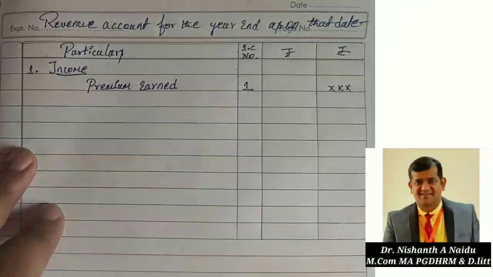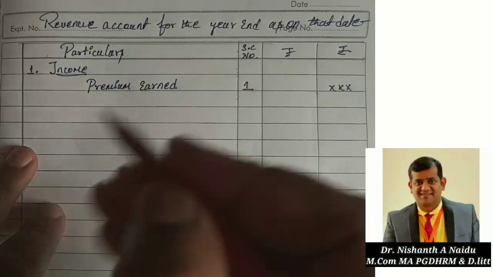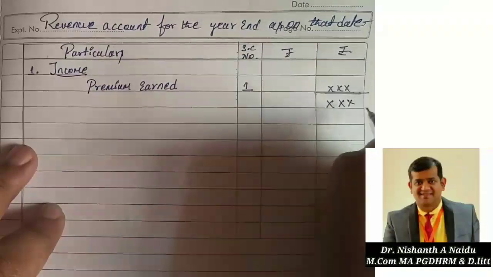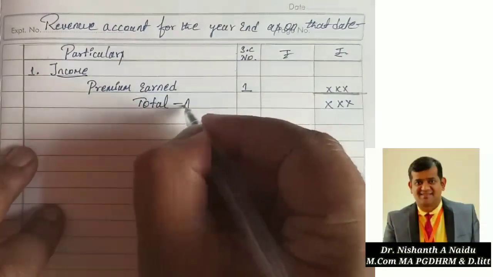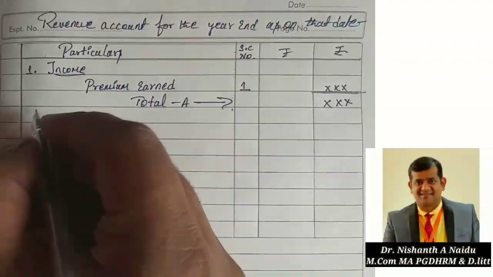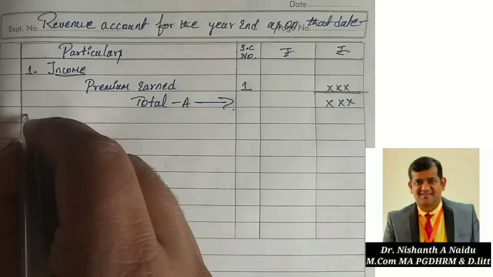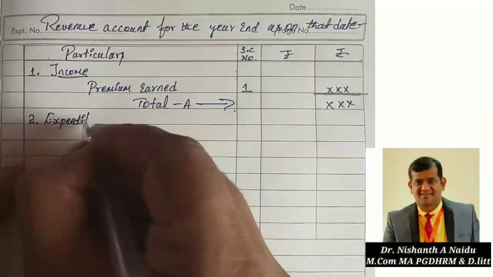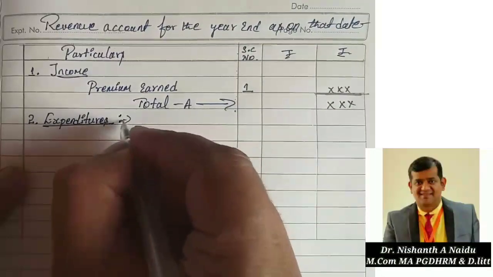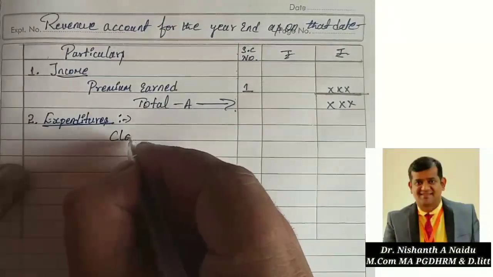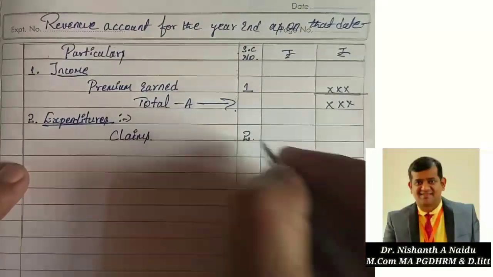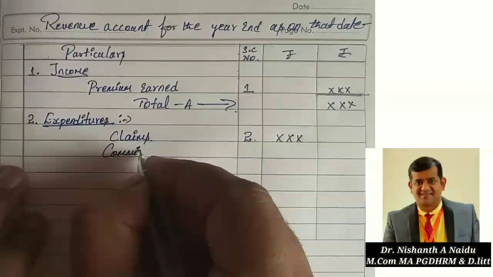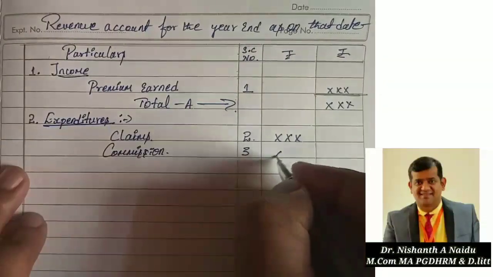Okay. So after this, mark this as a total. This we call as total A. So immediately after that we will write serial number 2. In serial number 2 what do we have? Expenditures, correct? So what are all the expenditures we have? We have claims. First claims, schedule number 2, right? So write it in the first column. After that we have commission, schedule number 3. So mark it.